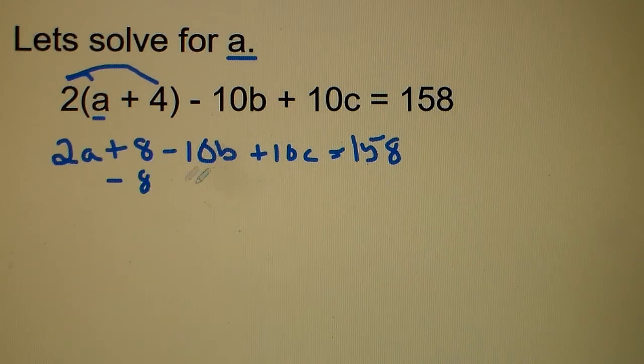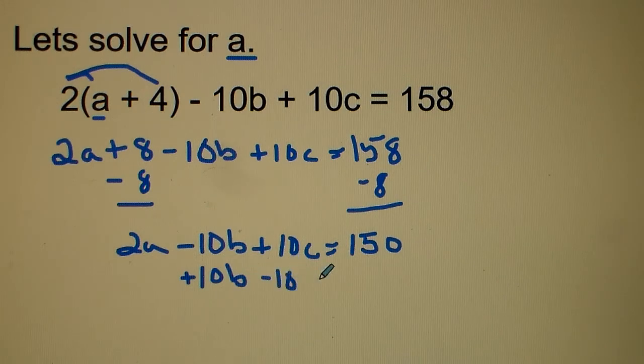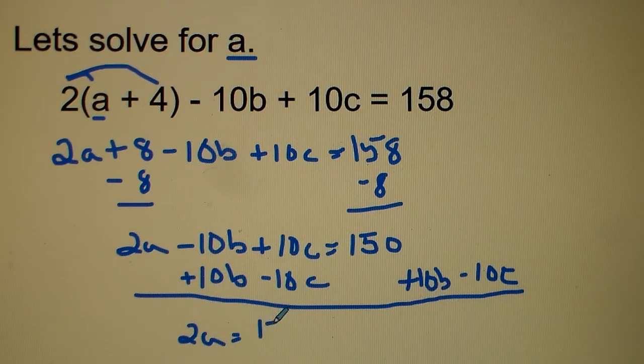We could subtract 8 from both sides. They're like terms, so I put that minus 8 underneath the 158. So you have 2a minus 10b plus 10c equals 150. We add 10b to both sides, and we subtract 10c from both sides. So we have 2a being isolated. So 2a equals 150 plus 10b minus 10c. Let's clean it up.